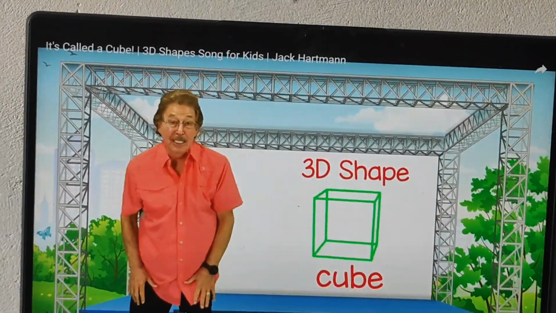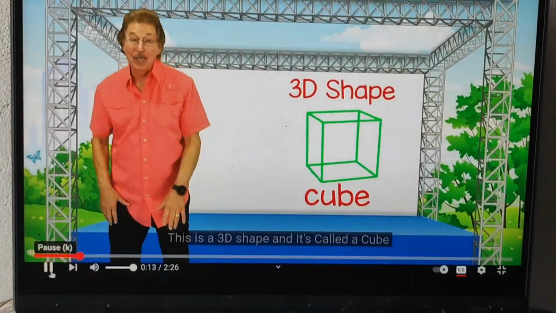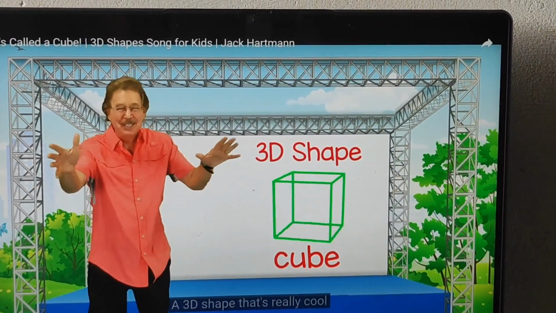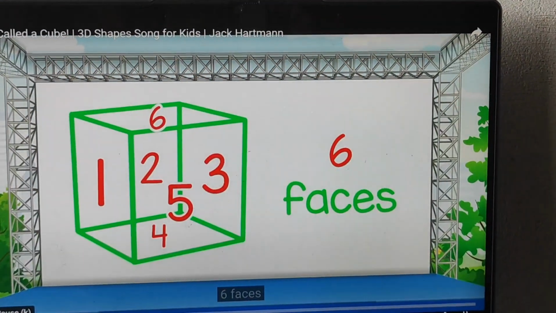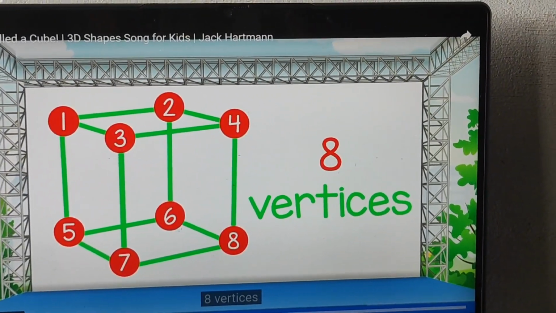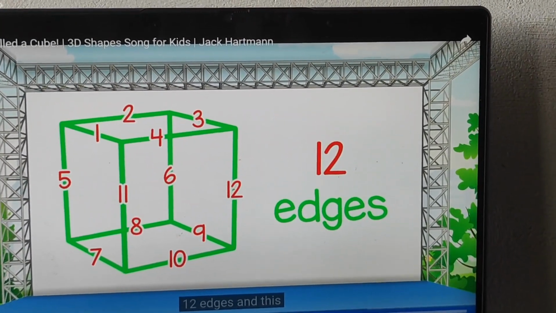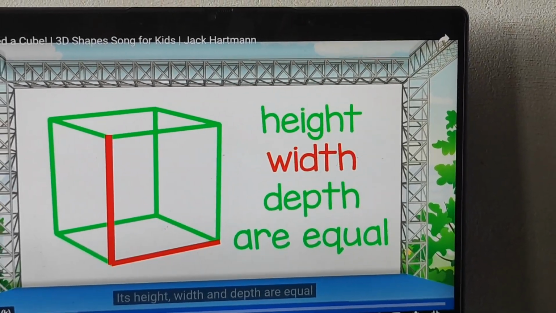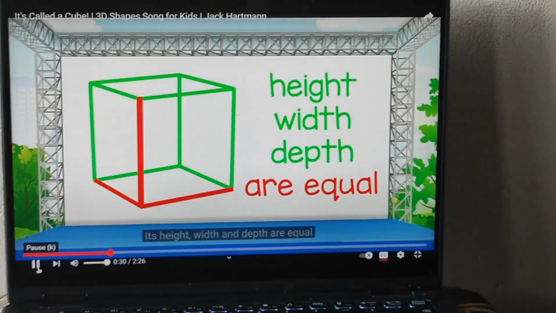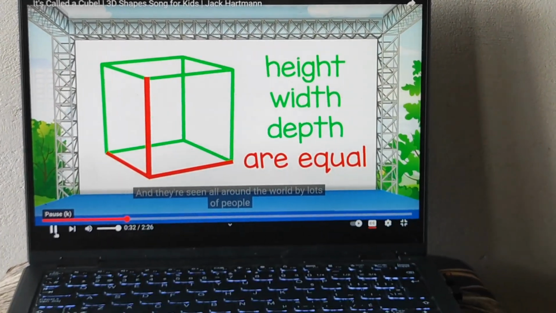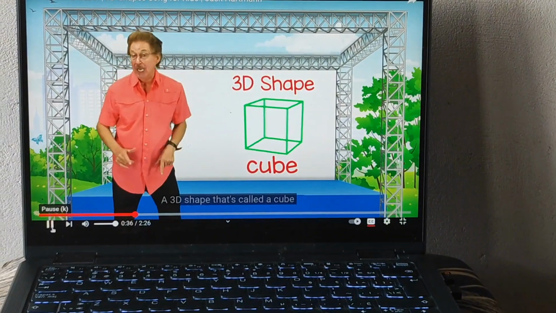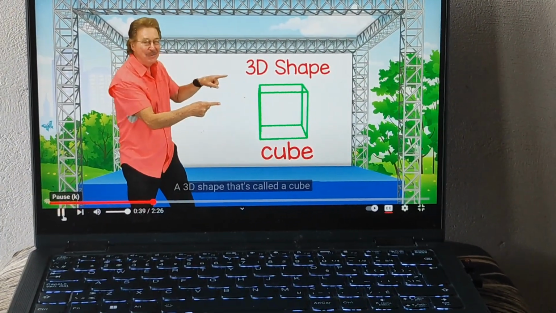This is a 3D shape and it's called a cube. A 3D shape that's really cool. 6 faces, 8 vertices, 12 edges, and this. Its height, width, and depth are equal. And they're seen all around the world by lots of people. A 3D shape that's called a cube.